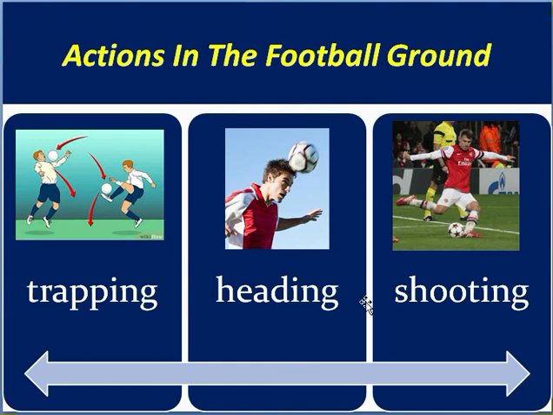Children, in the football ground, there are different actions performed by a player. For example, trapping, heading, dribbling, kicking, shooting, jumping, charging, passing, throwing, and centering. So here are three different actions which I have selected to show you how different actions take place in the football ground: trapping, heading, and shooting.